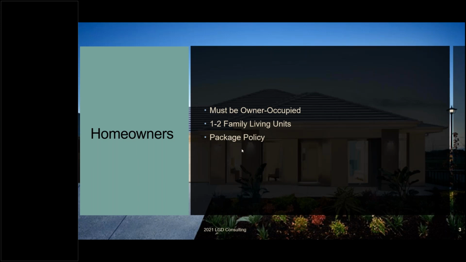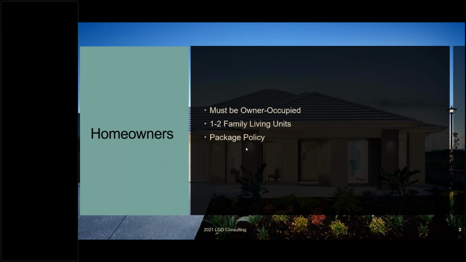And it's a package. What I mean by package, it's a multi-line policy. It covers property just like dwelling, but with dwelling, the theft and the liability were optional, while homeowners is all packaged up. So it's property, theft, and liability all built in.